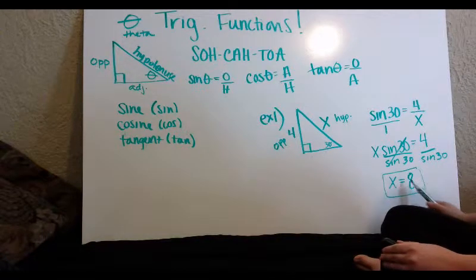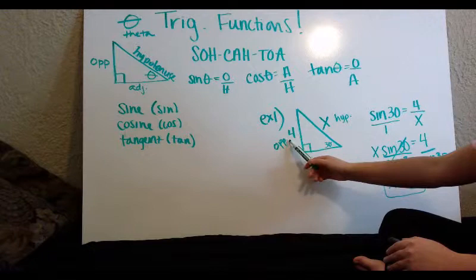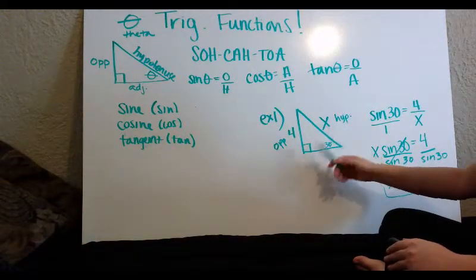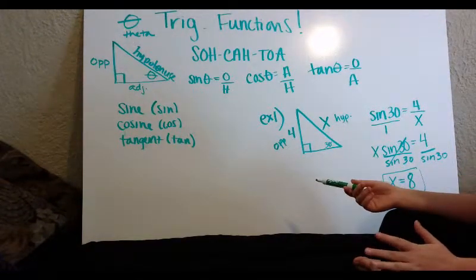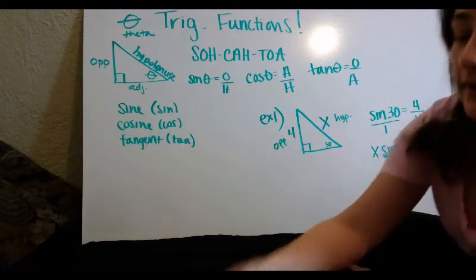So I know I should have gotten 8 because this is technically a 30, 60, 90. We were given the short side and we need to go to the hypotenuse. The answer should be 8. So I just want to start off with a problem that we already knew what the answer should be. So let's try another example.